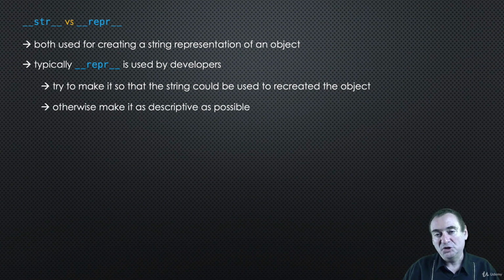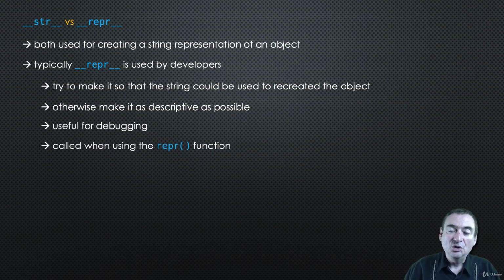Now, sometimes it's difficult to do. Maybe you have too many arguments to pass in, or maybe it's a variable number of arguments that just gets too large. Then you just try to make that representation as descriptive as possible, something that will help a developer using your class understand what that object is, how it was created, and so on.